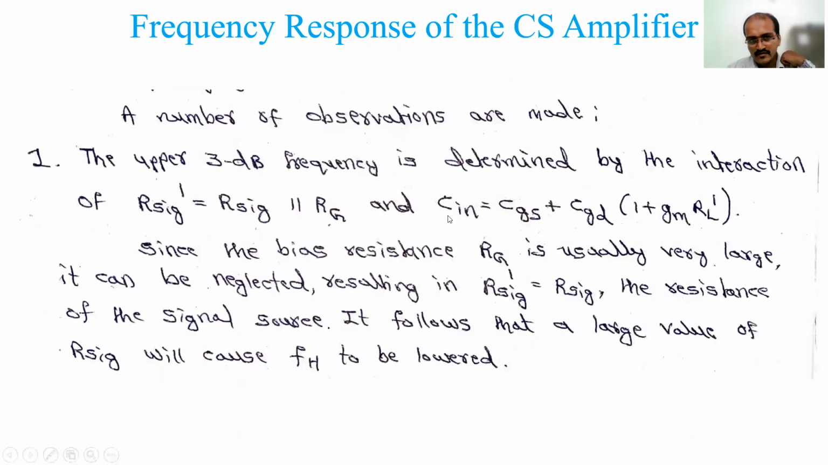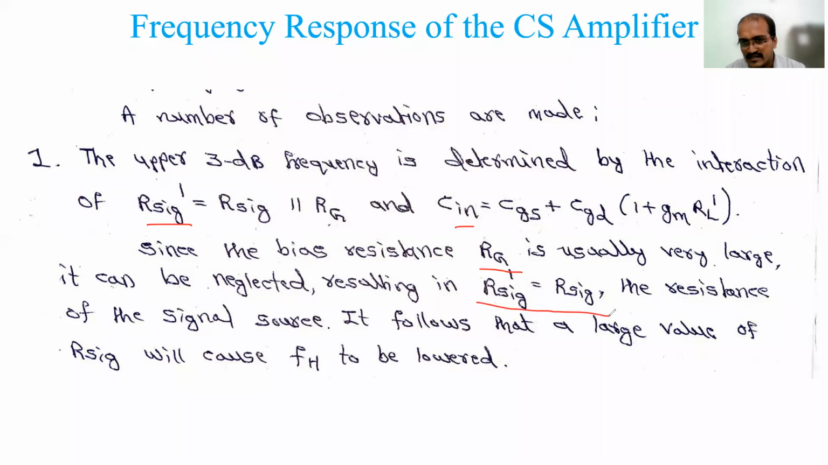Okay. First one, the upper 3 dB frequency is determined by the interaction of R signal dash and Cin. So this is what we have observed now, right? Time constant R signal dash into Cin, and they are given by these expressions. Since the bias resistance Rg is normally in mega ohms, right? It will be very large compared to the value of R signal. Okay. So Rg is usually very large, and it can be neglected, resulting in R signal dash equal to R signal.